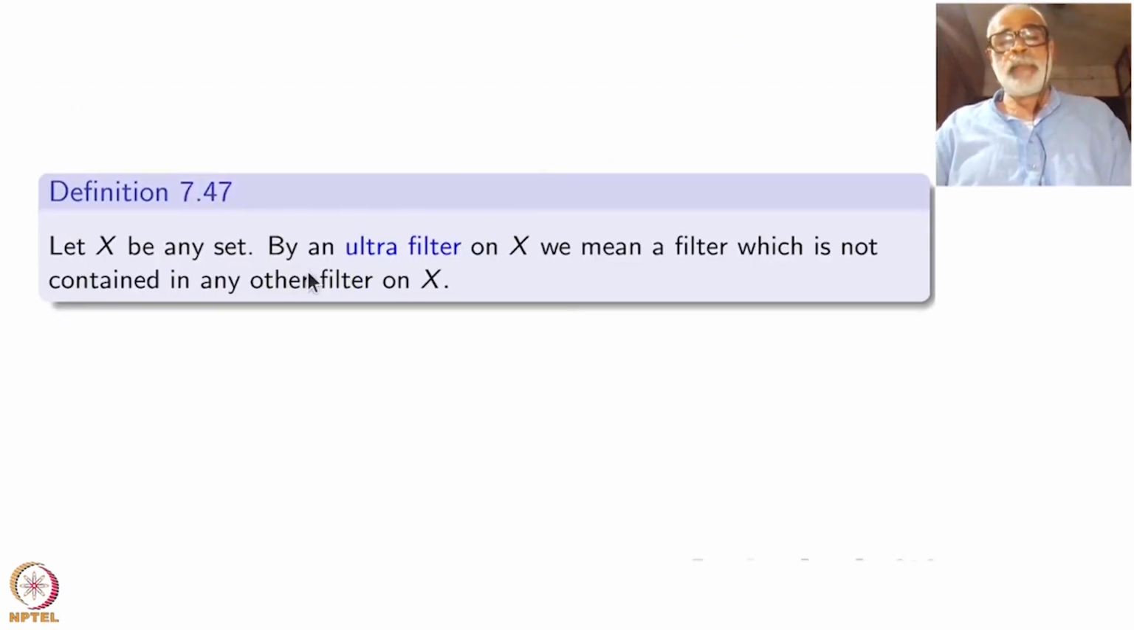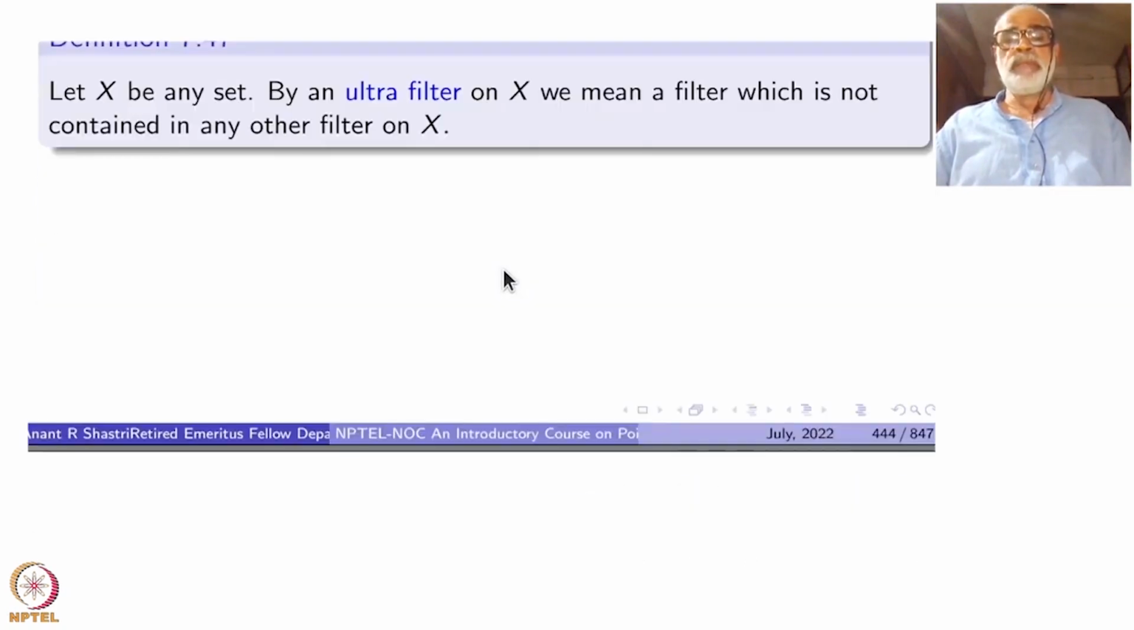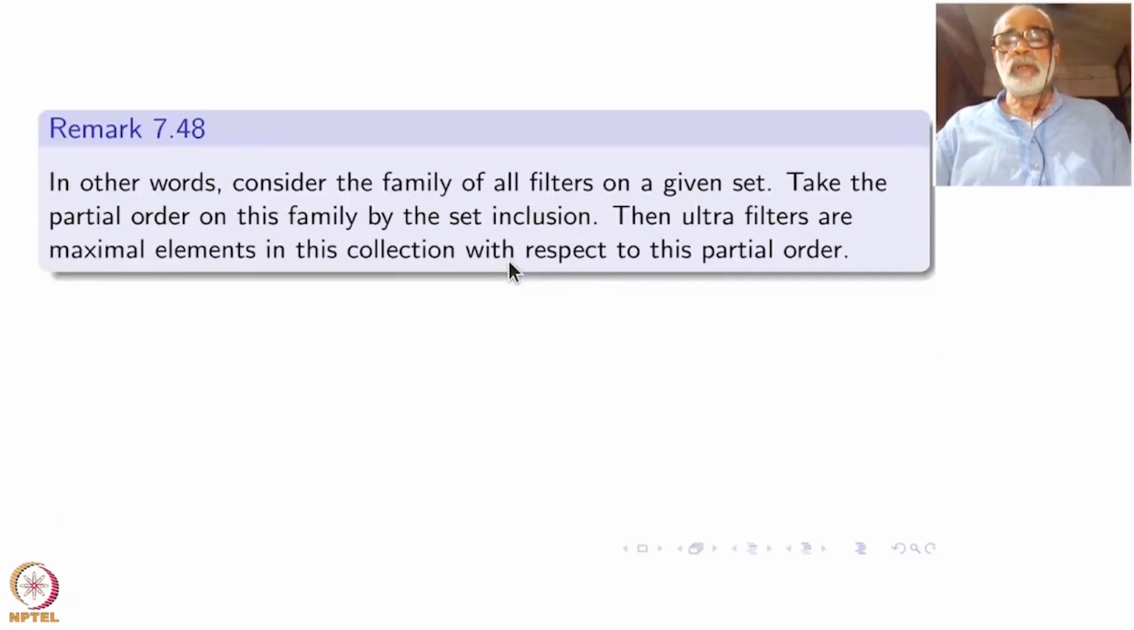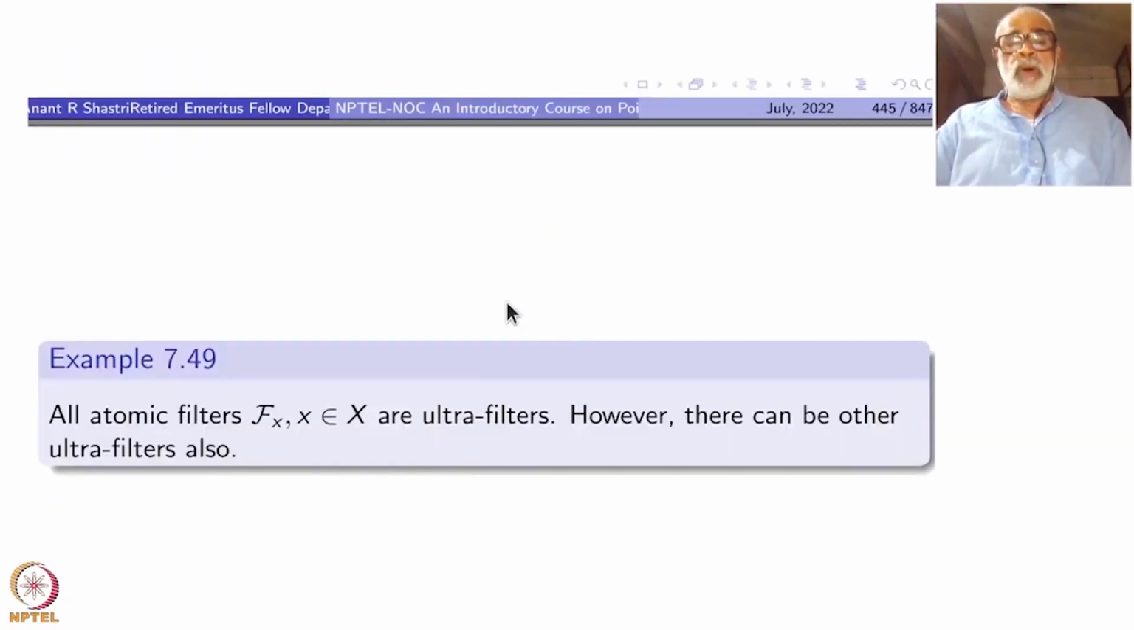Start with any set X. By an ultrafilter on X, we mean a filter which is not contained in any other filter. In other words, in the family of all filters partially ordered by the standard inclusion, ultrafilters are maximal elements. All atomic filters, Fx, x belongs to X, are ultrafilters. However, there can be other ultrafilters also. You never know.